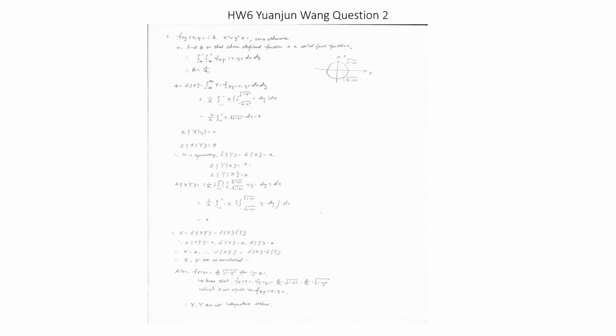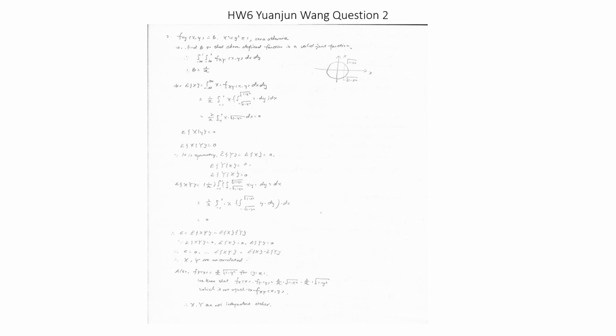Part C: prove or disprove that X and Y are uncorrelated. Well, now we know the covariance is equal to the expected value of XY minus E of X times E of Y, and because E of XY is equal to 0, E of X equals 0, and E of Y is equal to 0, we know the covariance is going to be equal to 0.